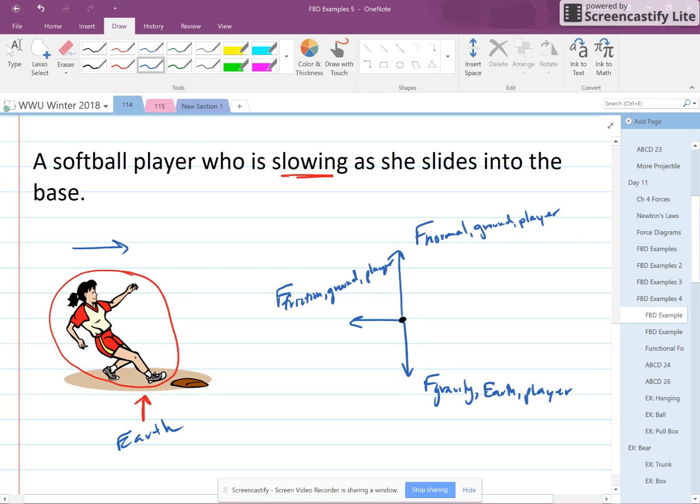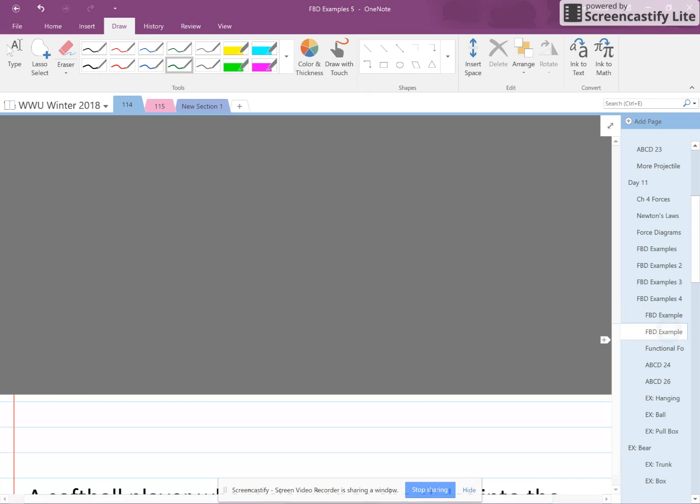So for a softball player slowing as she slides into a base, she has three forces: a normal force from the ground, F gravity from the earth, and a frictional force in the opposite direction of motion from the ground. If we're talking about forces that are balanced, the only ones that are balanced are the F norm and the F grav, because again, she's not digging into the earth or jumping off the earth. She's staying right at the same level as the earth. So this would be your force diagram for a softball player who's slowing as she slides into base.